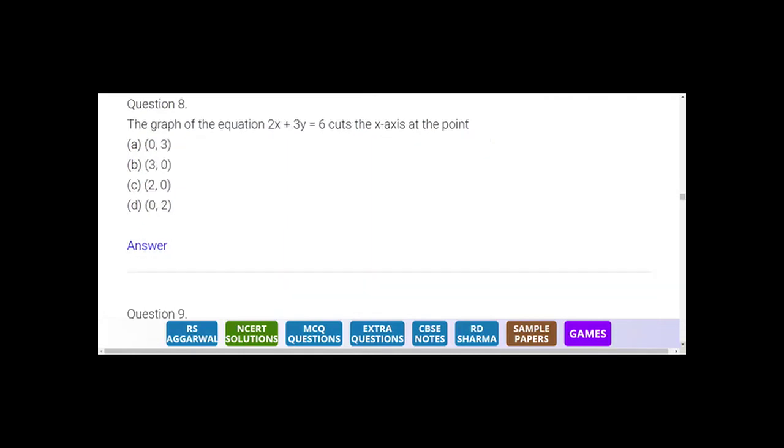The graph of the equation cuts the x-axis at the point. So if it's cutting at x-axis, y should be 0, no? What is your answer? Ma'am, option B. 2x equal to 6, x equal to 3. Correct.